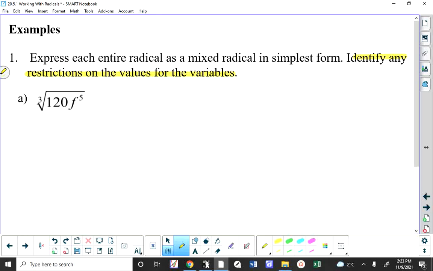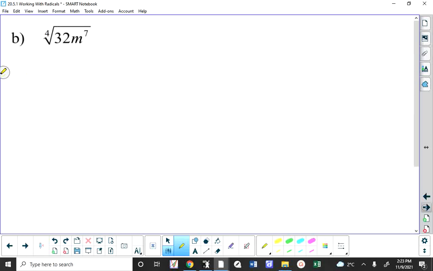I think I want to leave that just for now and come back to it. Okay. I'm going to introduce the concept of restrictions on variables. I believe I want to do it in B.